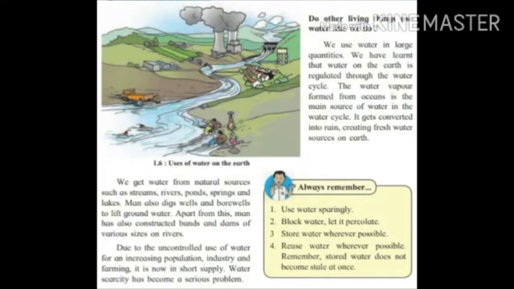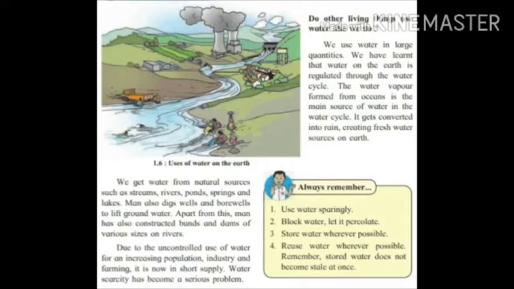The topic is, do other living things need water? We use water in large quantities, we know about that. We have also learned that water on the earth is regulated through the water cycle. The water vapor formed from the oceans is the main source of water in the water cycle. It gets converted into rain, creating fresh water sources on earth.